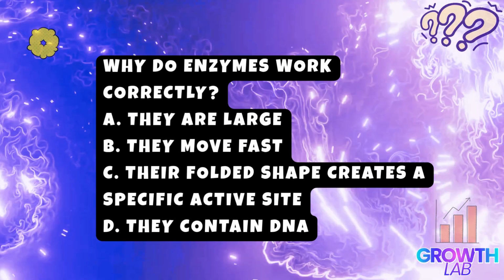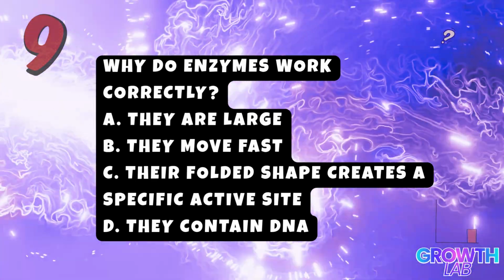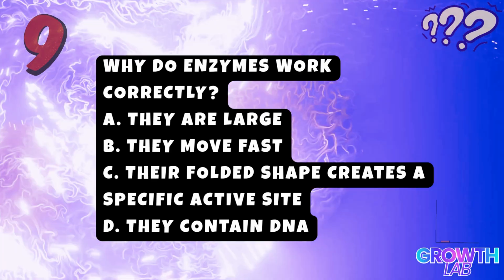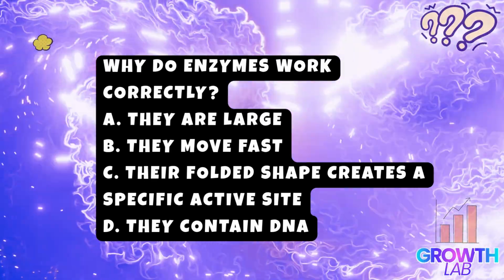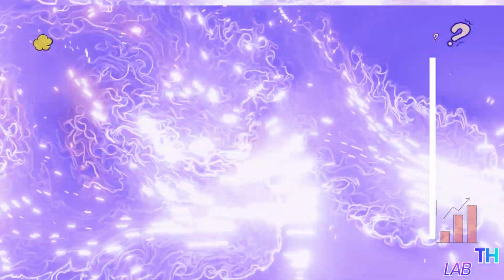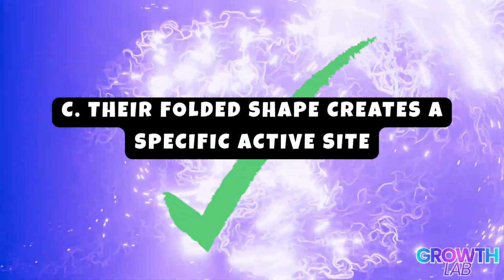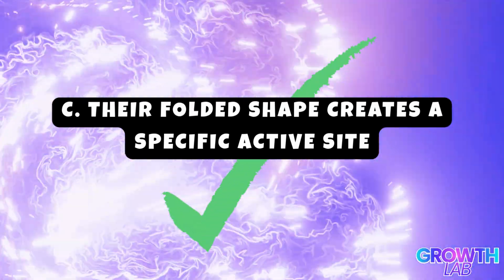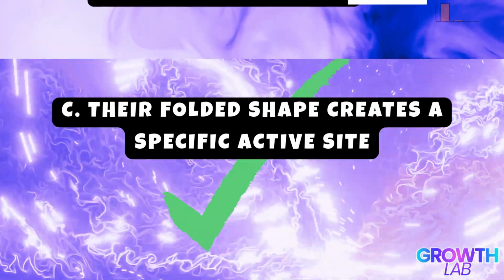Question 9. Why do enzymes work correctly? Answer options are: Option A, they are large. Option B, they move fast. Option C, their folded shape creates a specific active site. Option D, they contain DNA. Correct option is option C, their folded shape creates a specific active site, because active site shape determines substrate fit.